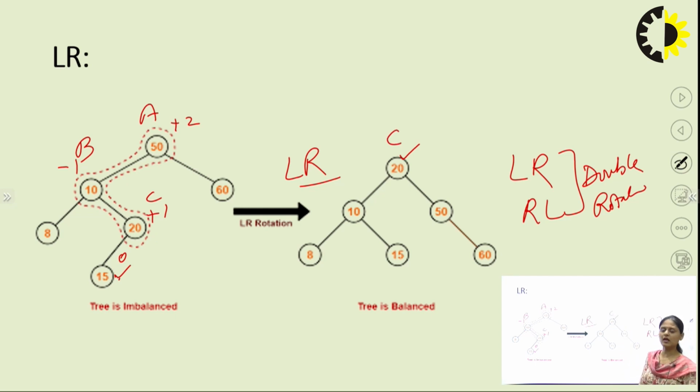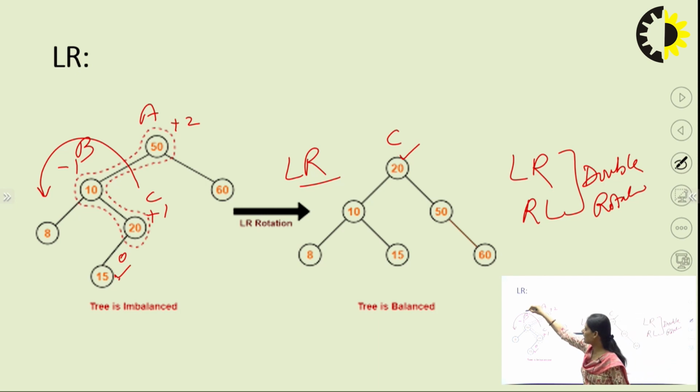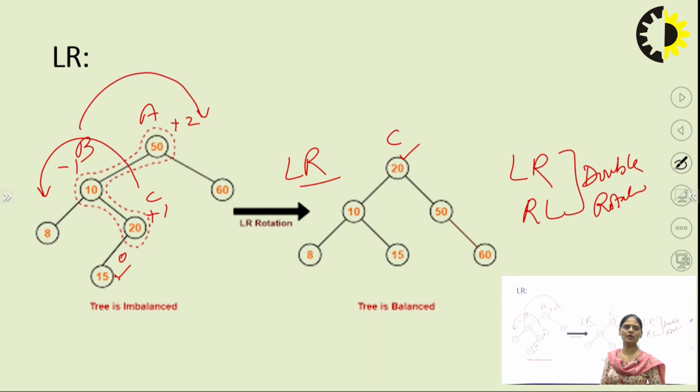So why it happens is, over here the double rotation takes place. First the rotation takes place through B, and then thereafter the rotation takes place through A. So likewise the resultant would be that C comes in the upward direction, and A comes over here. Similarly, the B remains here. So this would be the resultant tree on performing the LR rotation.